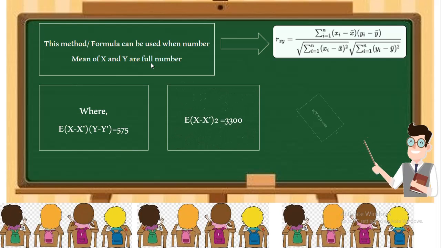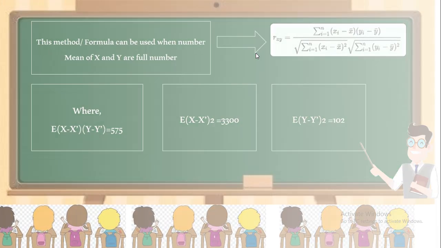So this is the formula: sigma x minus x bar into y minus y bar, whole divided by, under the first root, x minus x bar square, under the second root, y minus y bar square. Now let us find out how to find these figures, and in the next table we can have the calculation.